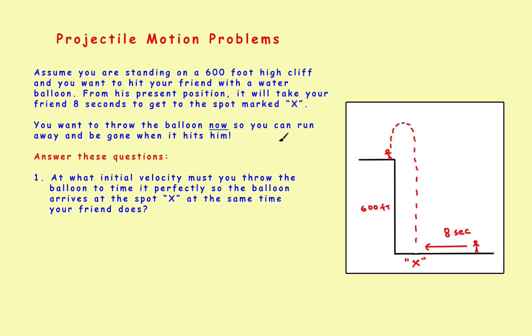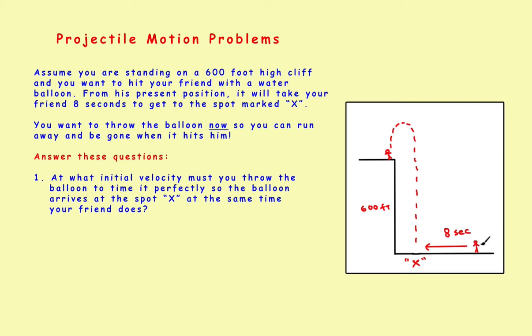Let's read through the question first. Assume that you are standing on a 600-foot high cliff. So this is you right here, 600 feet up in the air, and your friend is down here in the valley floor. And you want to do this. You're feeling kind of mischievous today, so you want to hit your friend with a water balloon.